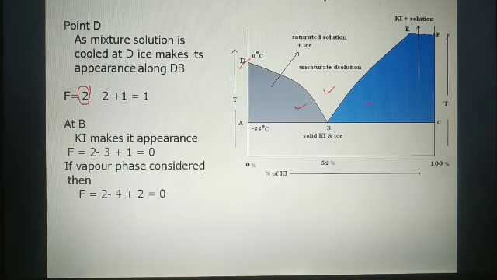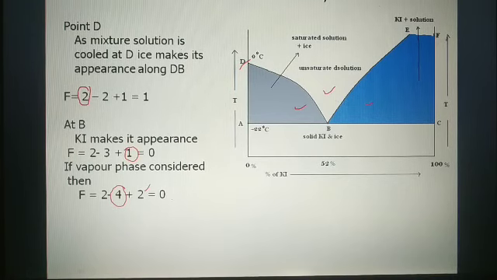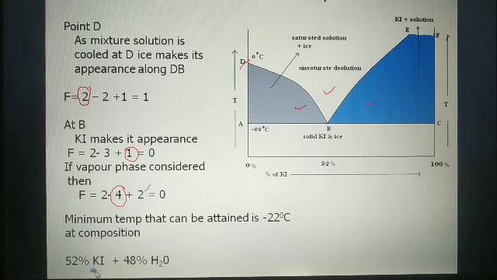Whenever we have discussed this reduced phase rule equation, we have excluded the pressure component. But when the vapor phase is considered, then vapors will also be present. So one phase will be the vapor phase, and the degrees of freedom that was only T now changes into T as well as P, so it becomes 2. Again the degrees of freedom becomes equal to 0. So point B is the non-variant point here.